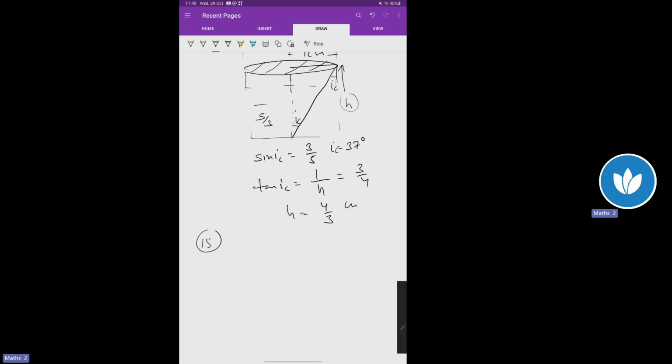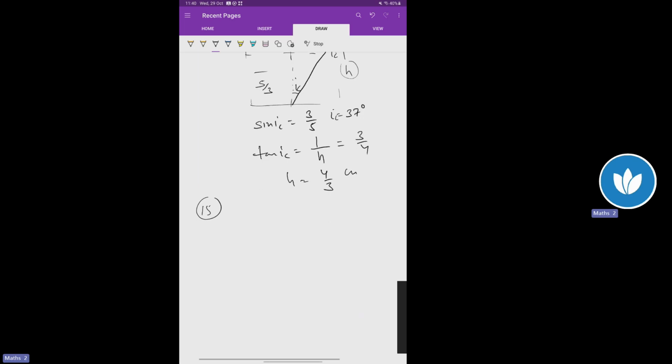Question 15. Two plano-convex lenses, each of focal length 10 centimeter and refractive index 3 by 2, are placed, and water is filled in the space between the two lenses. The whole arrangement is in air. The optical power of this system in diopter. So there are actually three lenses: two plano-convex and one water lens, which is equiconcave.